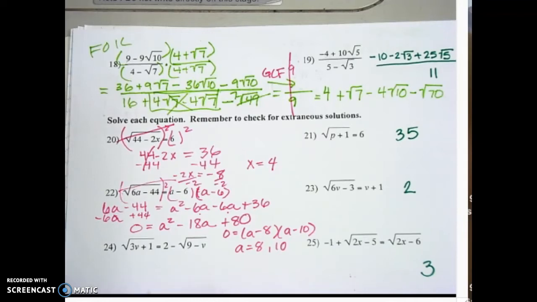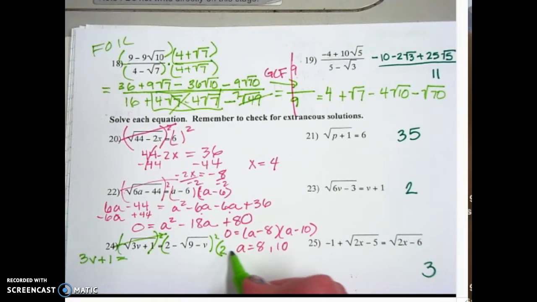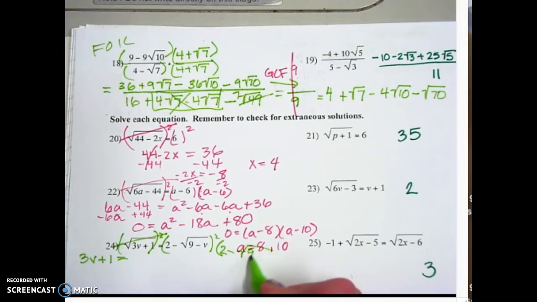Number 24. So we want to square both sides, which on the left is going to be easy. On the right, we're going to need to FOIL again. So these are inverse operations. We end up with 3b plus 1. Over here, I want to FOIL this. So I'm just going to rewrite out the 2 minus the square root of 9 minus b.